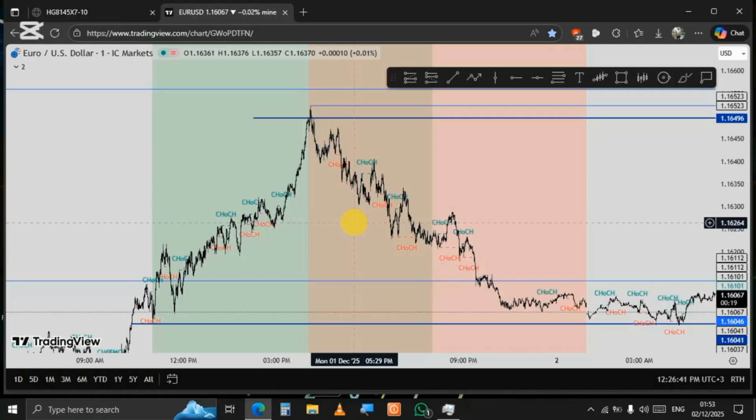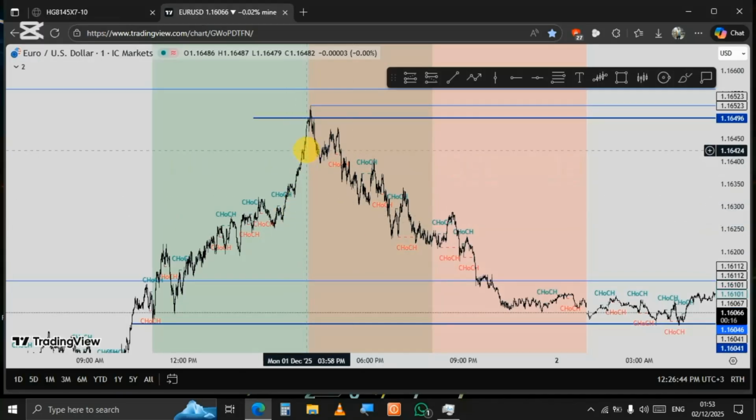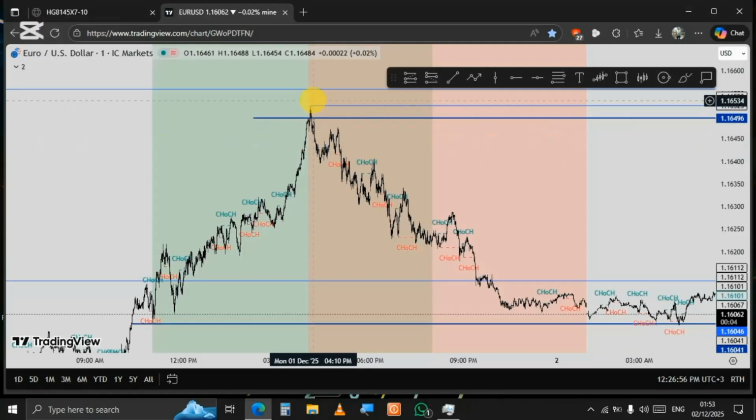So you see price in the New York session. When New York opens, it comes and grabs the high of the day. Now all you want is to sell. This is what we call selling high, buying low. So when price takes out the high of the day, which is the same as the high of London, you want to sell, but after the change of character.